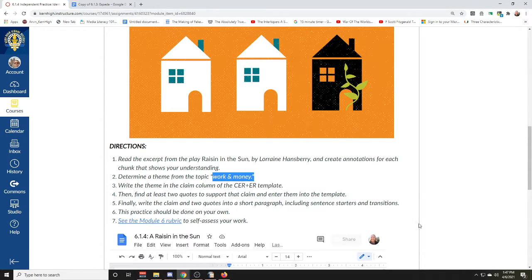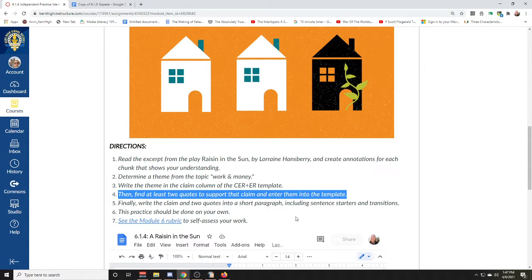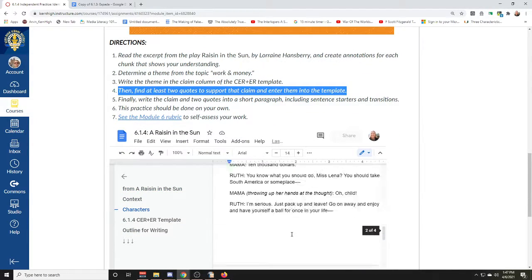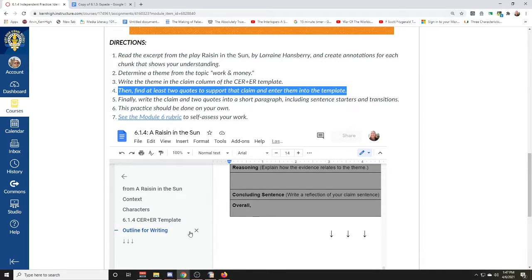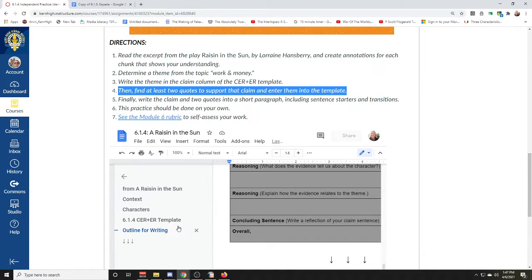Using the same CER template that we used in the last assignment, your claim is going to tell me what the theme of this story is. How does it relate to human nature? How does it relate to the human experience? You're going to find at least two quotes that support the claim that you're making, that support what you believe the theme is. Then you're going to finish the rest of the paragraph by filling out the boxes below. You can see that the boxes are in gray. That's okay. You don't need to fill those out either. But we'll work on those together in class.